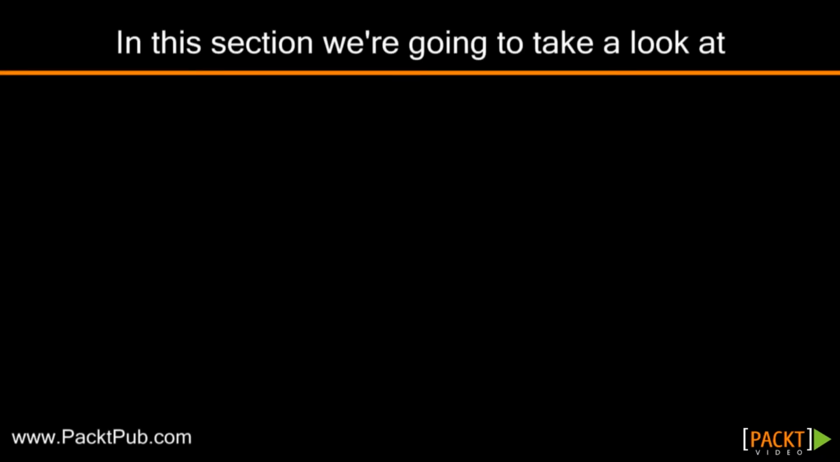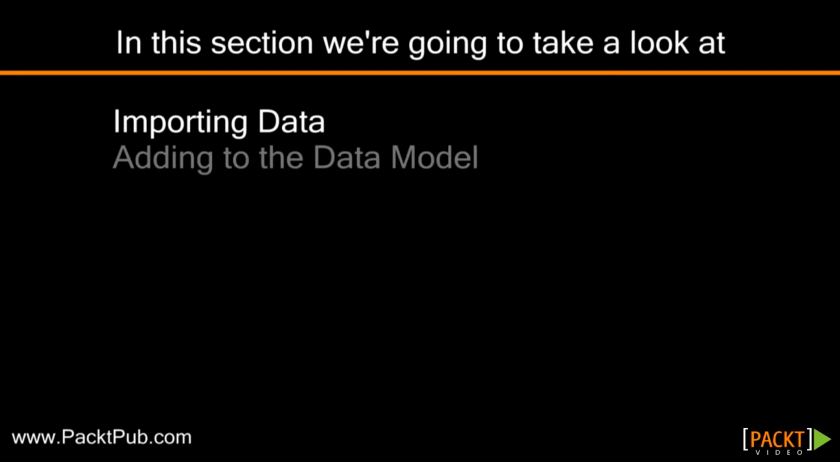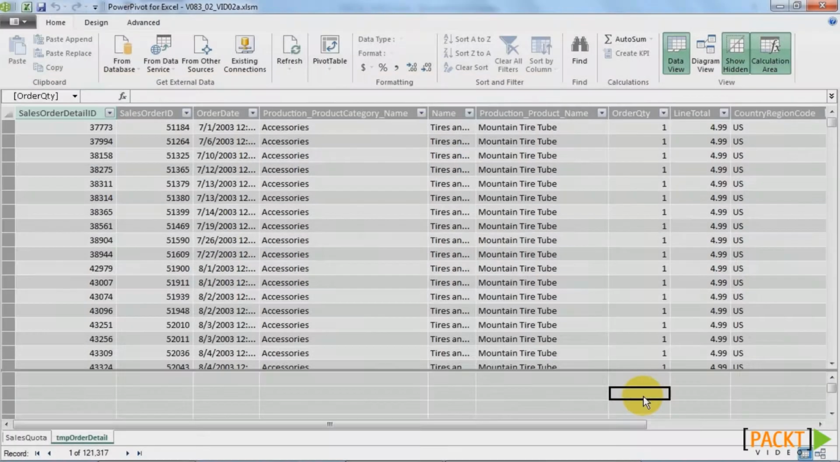In the last video, we looked at how to import data from our Access database. In this video, we'll look at how to add to the data model using an Excel linked table. So we've just successfully brought in the sales quota and temp order detail views from our database. But what if we want to also include data that we have already in an Excel worksheet?